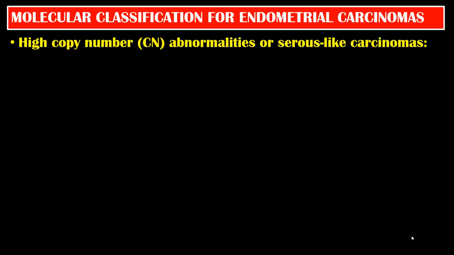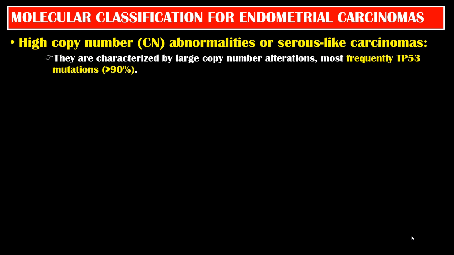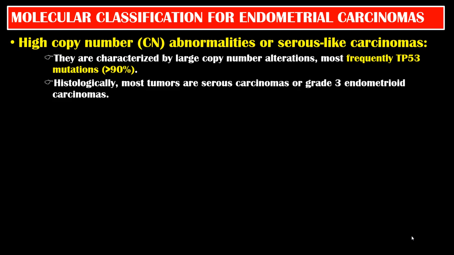High copy number abnormalities or serous-like carcinomas. They are characterized by large copy number alterations, most frequently P53 mutations, in more than 90%. Histologically, most tumors are serous carcinomas or grade 3 endometrioid carcinoma. Please note that it had the worst prognosis among all 4 groups.